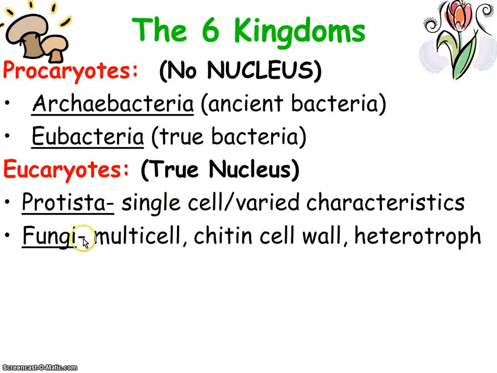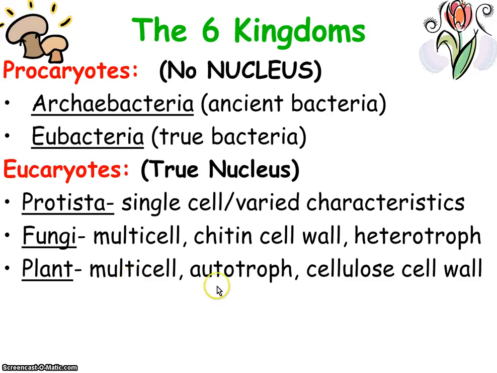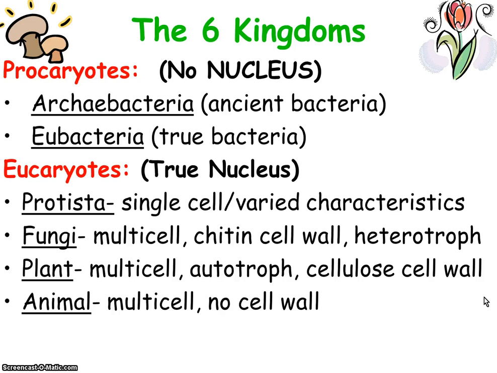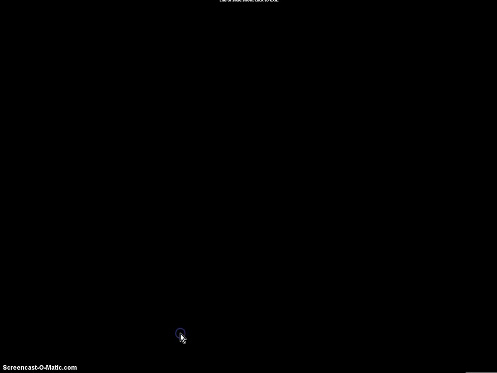Eukaryotes are organisms with a nucleus. Protista, which are single-celled like algae, amoeba, paramecium, those pond organisms. Fungi, multicellular, cell walls made of chitin, it's pronounced chitin, and they're all heterotrophic. Plants, multicellular, but they're autotrophic, they can make their own food, and they always have cell walls made out of cellulose. Animals, of course, don't have a cell wall. So these are our characteristics. And there's just some pictures of life's diversity. And that's it.